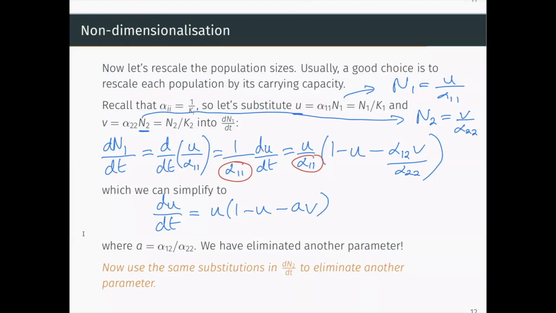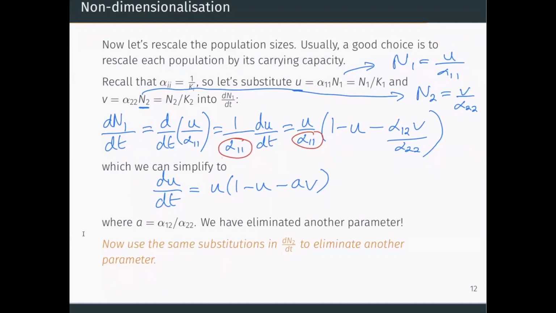So I've rescaled them, and now I'm essentially saying a is telling me something about the extent to which interspecific competition for species 2 on species 1 compares to the strength of intraspecific competition for species 2. So there is a biological interpretation for this. So we've eliminated another parameter now. We've actually only got one parameter in my equation for species 1. So du dt is telling me about the rescaled population size and rescaled time for population 1, and there's only actually one parameter in this model, a.